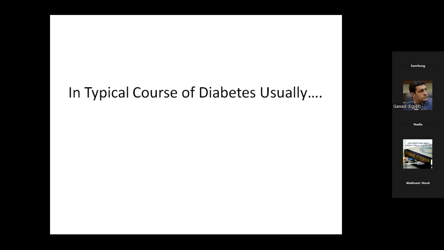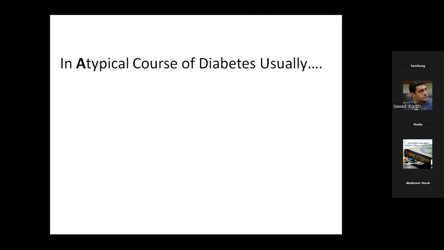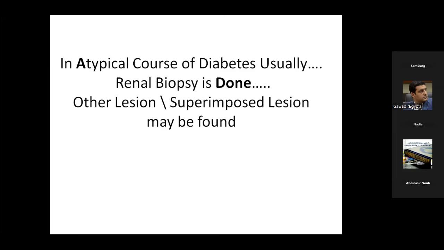And usually in the typical course of diabetes, renal biopsy is not done. It's not an indication to have a biopsy for a classic case of diabetes with microalbuminuria. What happens is that in the atypical course, we have a renal biopsy, and this atypical course would probably mean that there is another lesion or a superimposed lesion that could be found during the course of diabetes with renal affection.